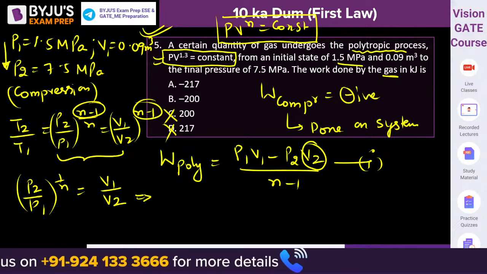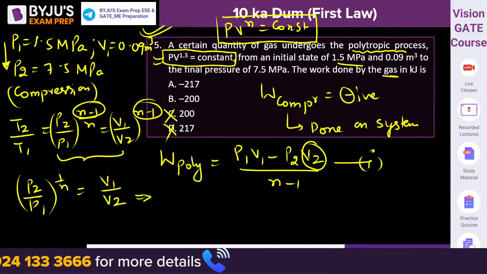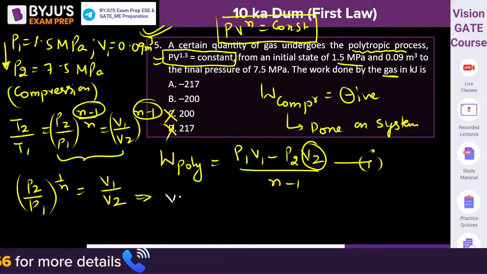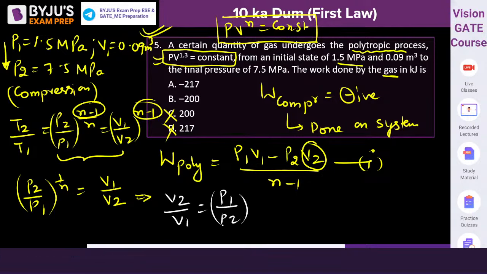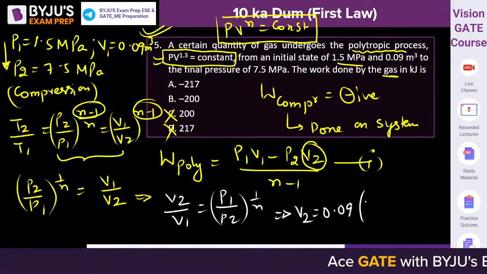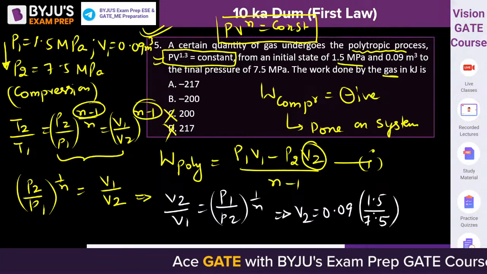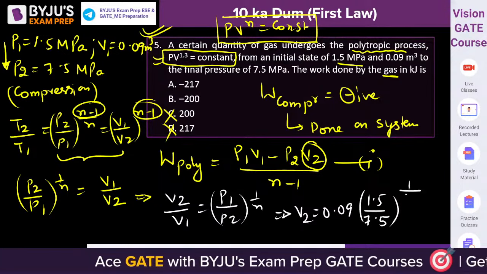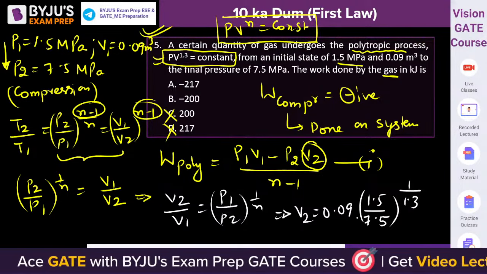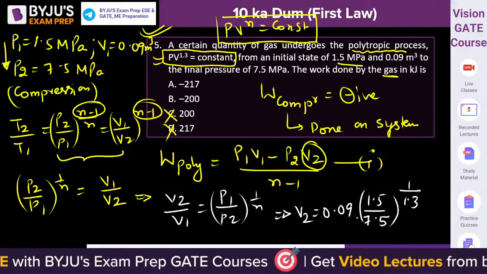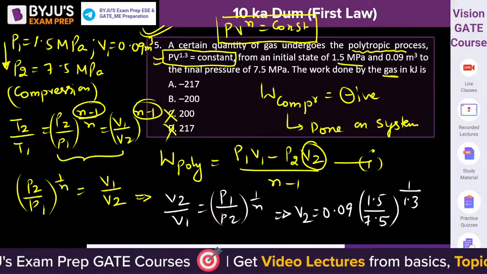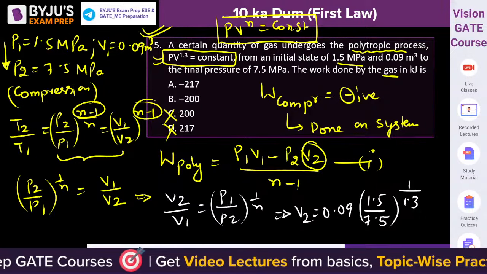Can we say V2 by V1 is equal to P1 by P2 to the power 1 by n? So here V2 is equal to, what is V1? 0.09 meter cube. P1 by P2 is 1.5 upon 7.5, that is 1 by 5 to the power 1 upon 1.3. Isn't it? What will be the value of V2? First of all, find out the value of V2.